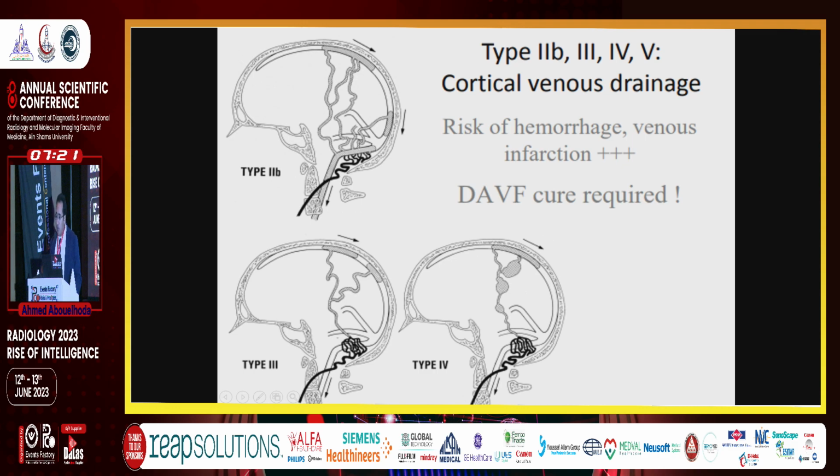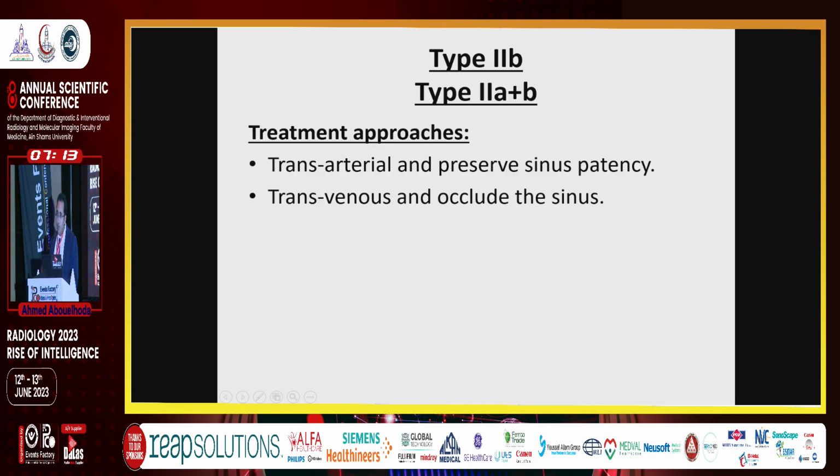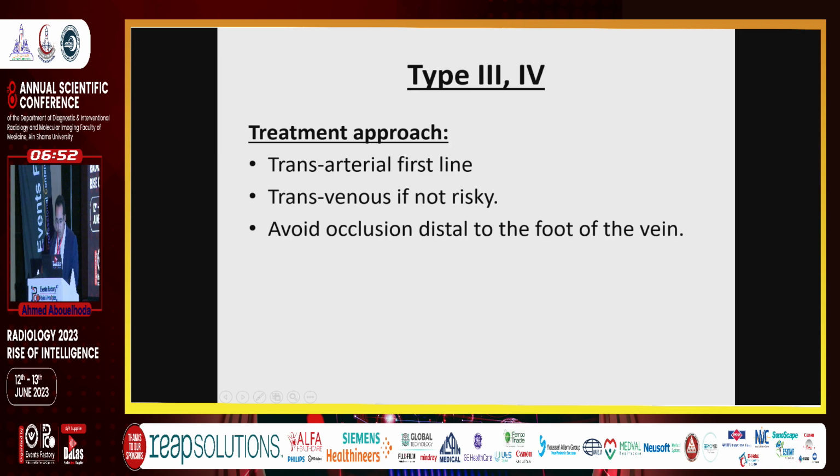The more aggressive types, Cognard 2B, 3, 4, and 5, and Borden type 2 and 3, there's a risk of hemorrhage and venous infarction, so it must be treated. This is a case of type 5 causing progressive myelopathy by MRI images. In the aggressive types, we have to treat either by the transarterial or the transvenous approach. This is done after doing a good DSA to know the patency of the sinus and whether it's a functioning sinus or not. If it's a functioning sinus, we have to do a transarterial approach and preserve the patency, while if it's non-functioning, we can occlude the sinus.